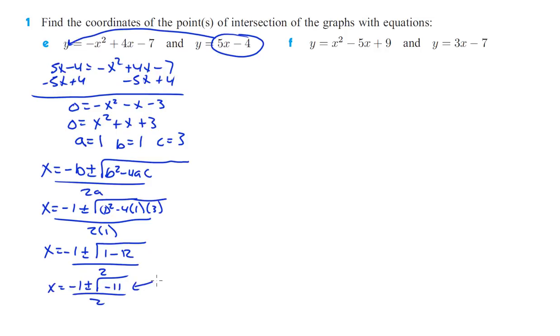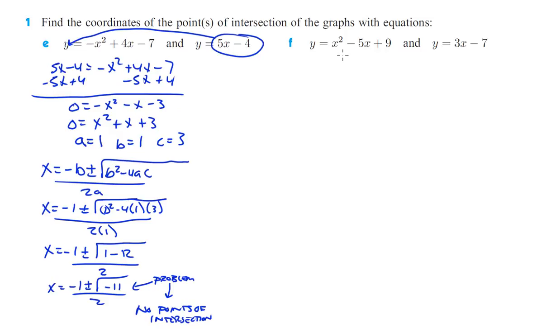Again, that's a problem. We can't take the square root of a negative number unless we're talking about imaginary numbers, which we're not. So that means that this has no points of intersection. These two graphs are not going to cross.